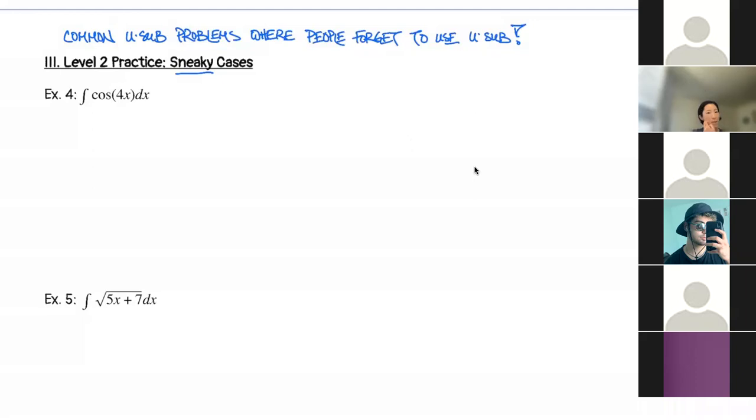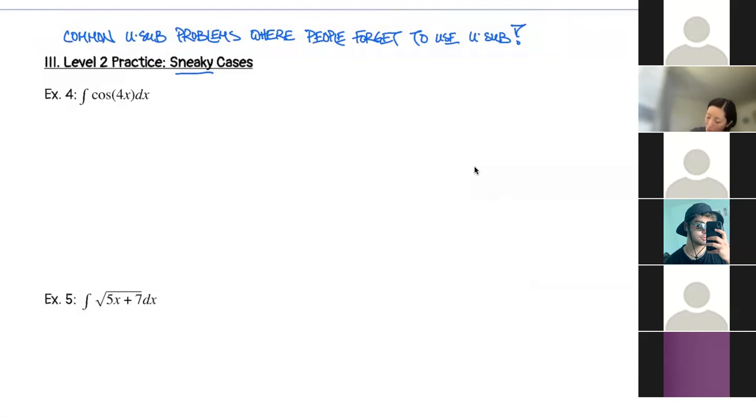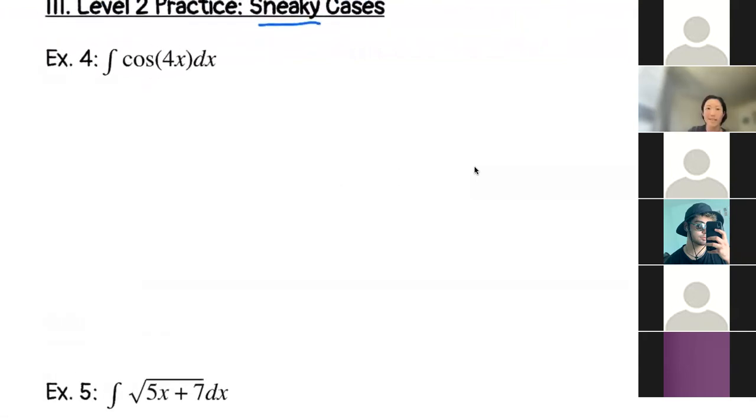So let's take a look. Let's jump right in. Level 2 practice, some sneaky cases. And again, I really want to highlight these because these are very common u-sub scenarios where people forget to use u-sub. And I don't want you to be one of those people. I want you to be like, this is a sneaky case, I 100% know that we need to use u-sub. So let's take a look at example 4.